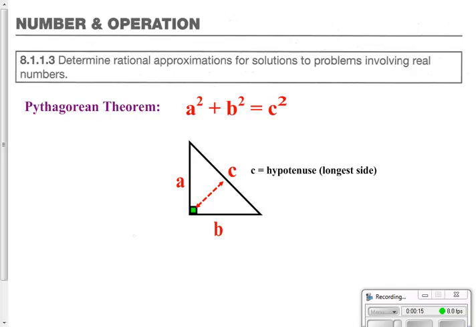You find that right angle. Once you find that right angle, opposite of the right angle is side C, known as your hypotenuse. It is always the longest side of the triangle.